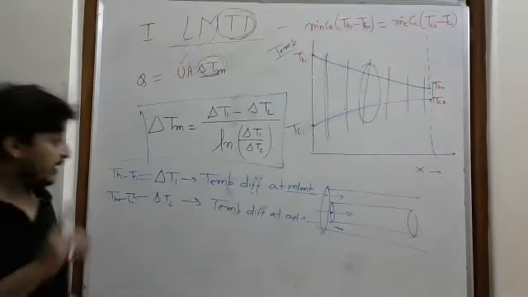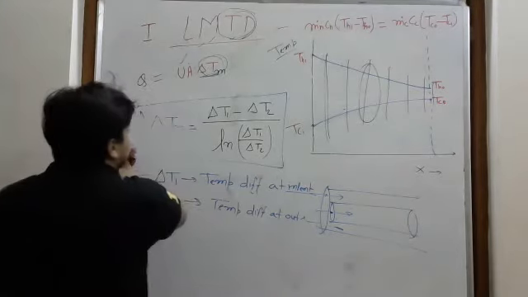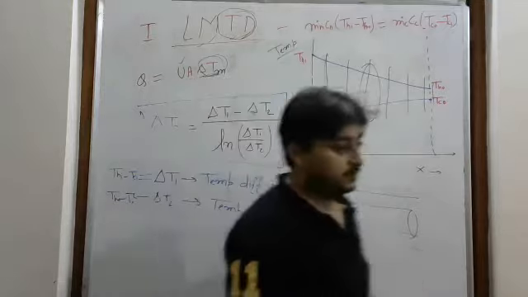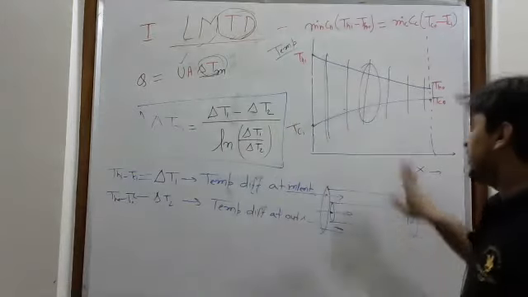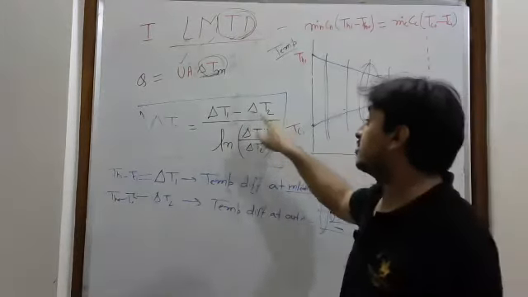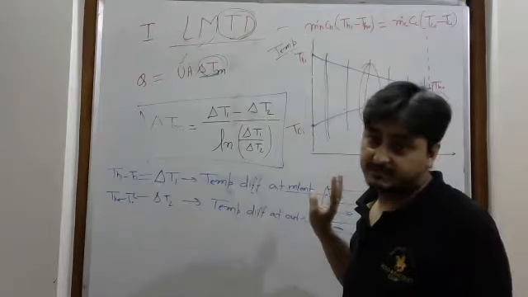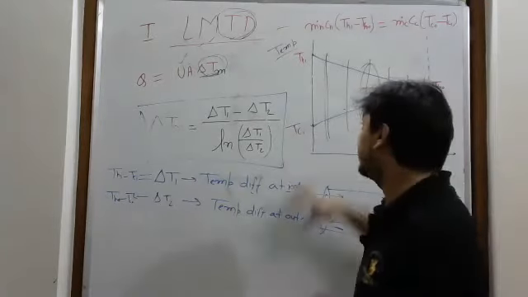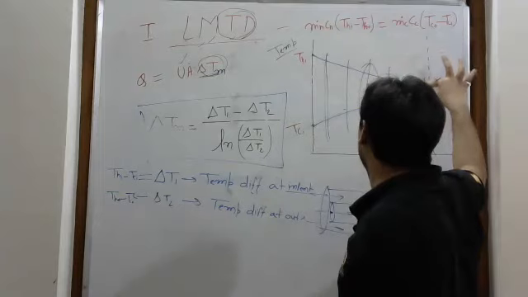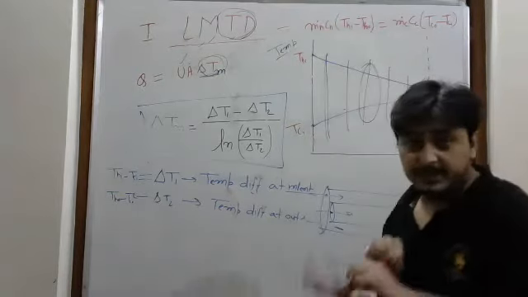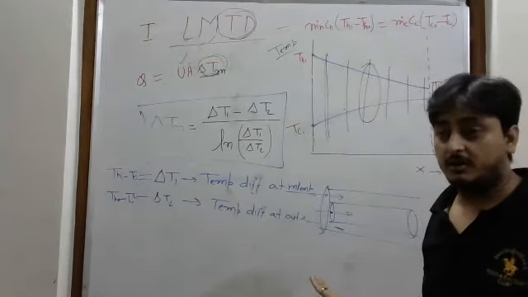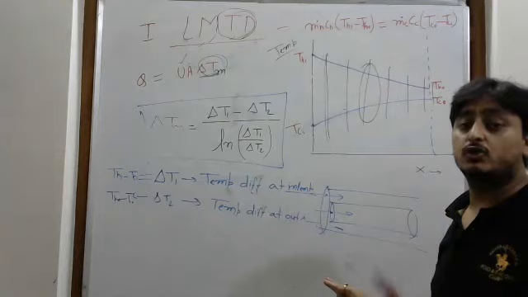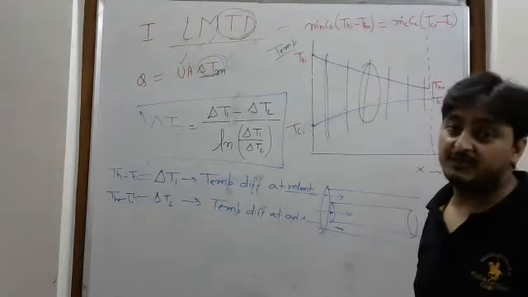Now I am taking one counter flow. This is for parallel flow. So you see, in parallel flow del T1 is not equal to del T2, and it will never be equal. Del T1 means this temperature difference, del T2 means this temperature difference. It will never be equal. Del T1 not equal to del T2 is valid always in the parallel flow heat exchanger.